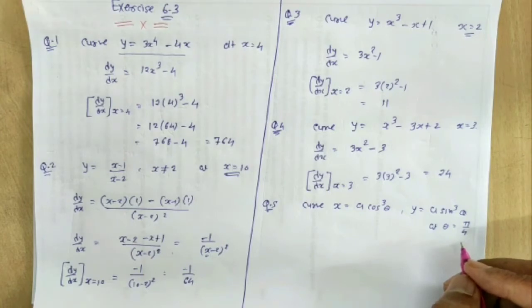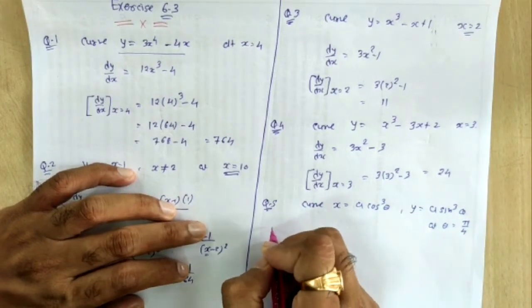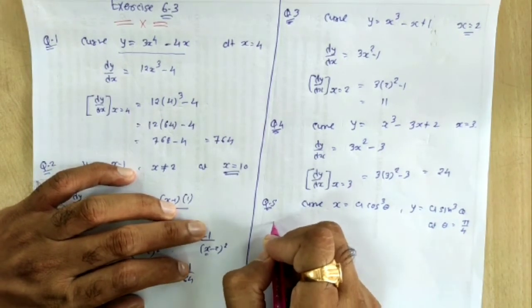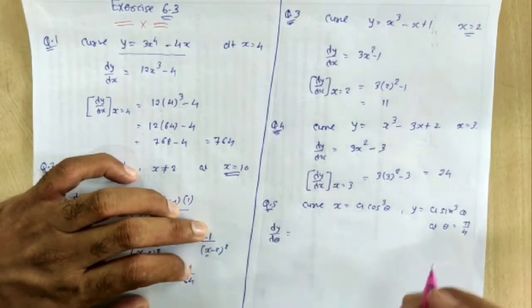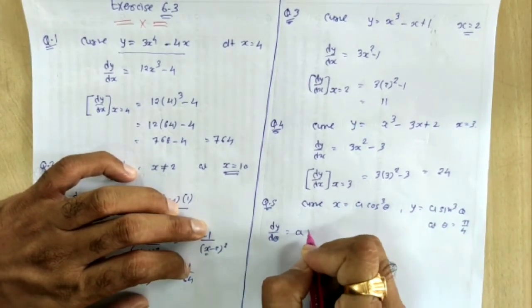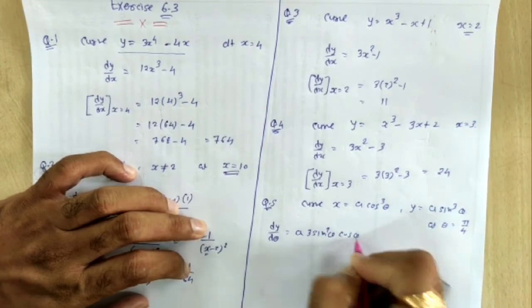So for that we require dy by dx. For that we have to differentiate this x with theta and this y with theta. So first we are obtaining dy by d theta. Differentiation of y with respect to theta is dy by d theta, which is a constant, 3 sin square theta into cos theta.